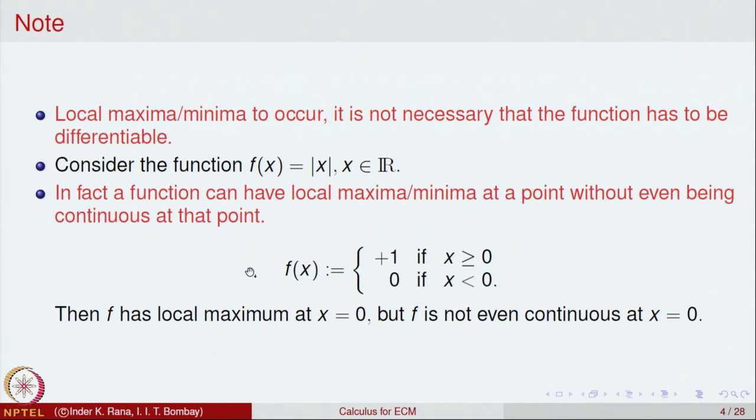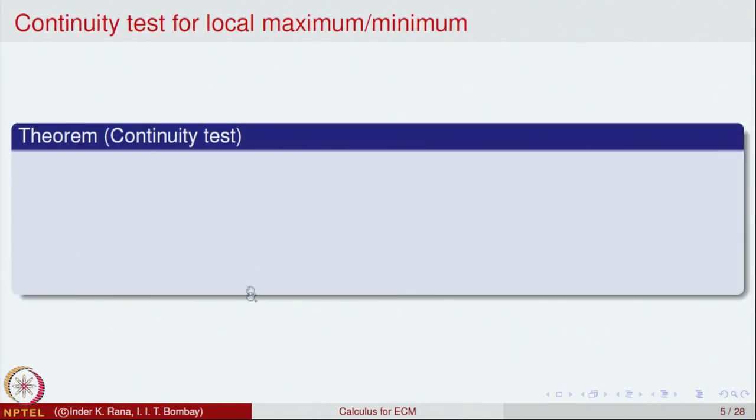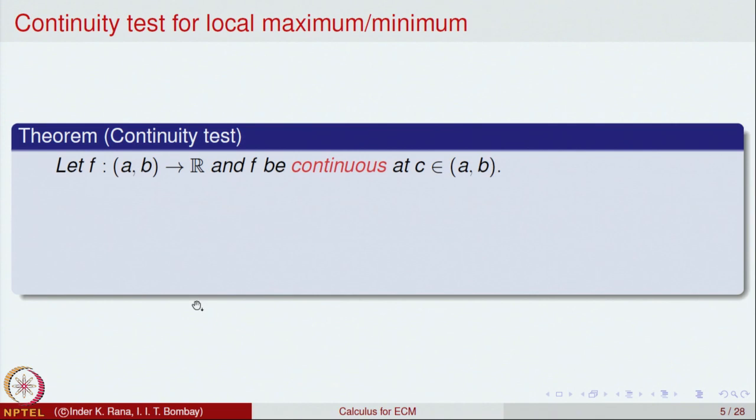So, our previous theorem gave a necessary condition, and let us now state some sufficient conditions which ensure that a point which we are analyzing is a point of local maxima or minima. The theorem is called the continuity test. It says that suppose f is a function on an open interval (a, b) to R and it is given to be continuous at the point c belonging to the open interval (a, b).